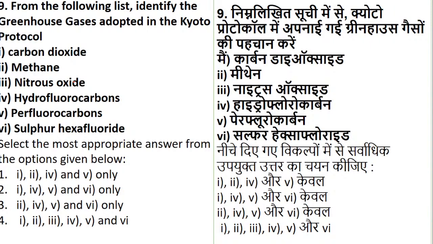Now, this is a question on the Kyoto Protocol we have done. They have given us the list, where we need to identify the greenhouse gases which are adopted in the Kyoto Protocol. Whether it is carbon dioxide, methane, nitrous oxide, hydrofluorocarbons, perfluorocarbons, or sulfur hexafluoride. You have to identify the gases which are adopted in the protocol.